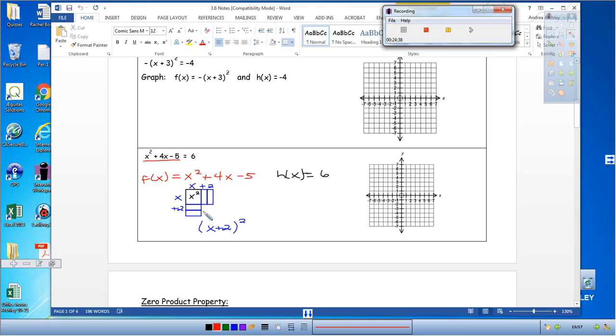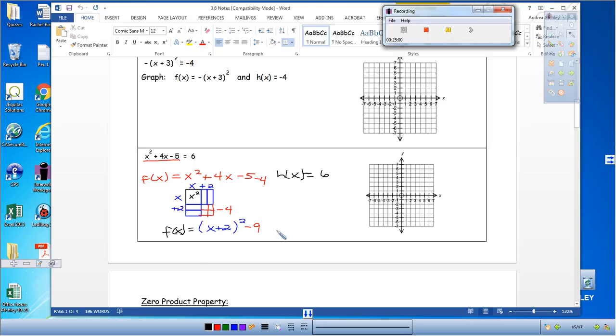Now, how many little squares am I short? I'm short 4, right? And I'm already missing how many? 5. So I'm missing 9, right? So I have f of x equals x plus 2 squared minus 9. Any questions over that? Okay.